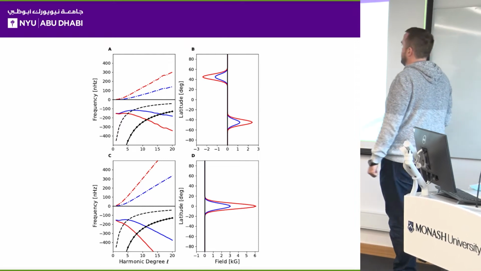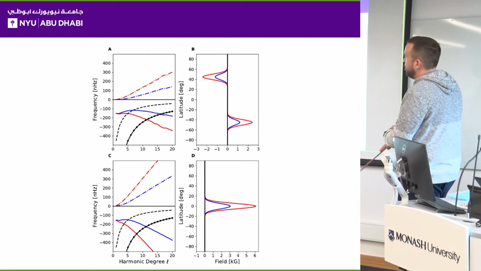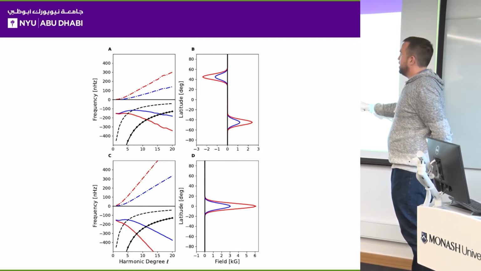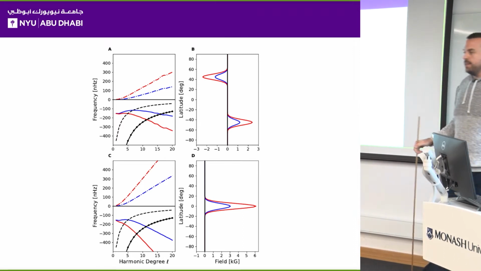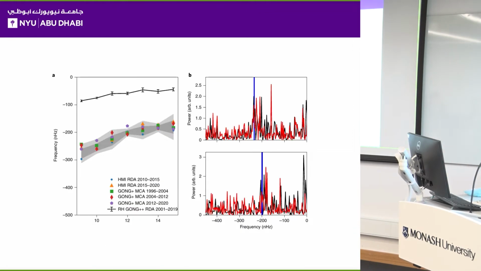We played around with as many configurations as we could get, and we couldn't really shift the Rossby waves down to this ridge. They typically tended to bend like this. But that's okay, maybe our theory is poor, and so we go back to the observations and have a look.